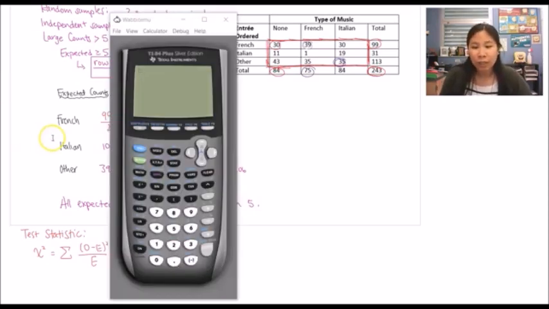Alright, so we want to find the test for chi-square test. So it's not the GOF because that was our goodness of fit test. This is just a regular chi-square test.